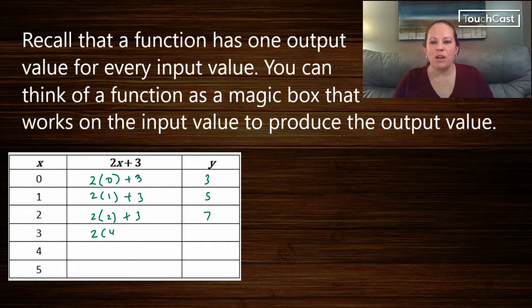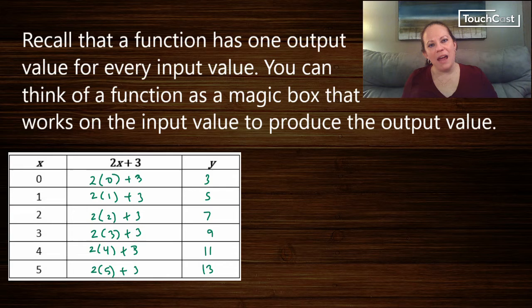And an output of, let's try 3. Jumping ahead of myself there. We'll get an output of 9, and an input of 4 yields an output of 11, and last but not least, multiplying 5 by 2 and adding 3 gives us 13 as our next value.